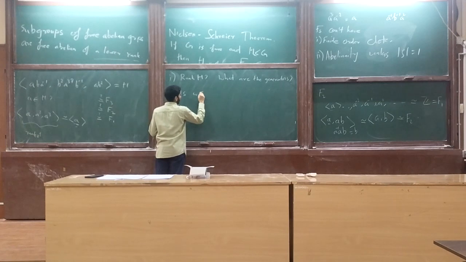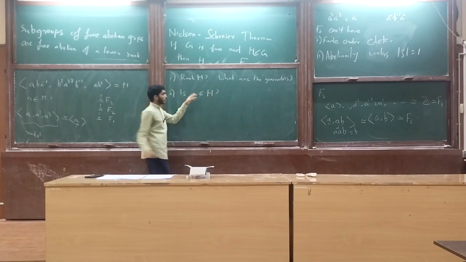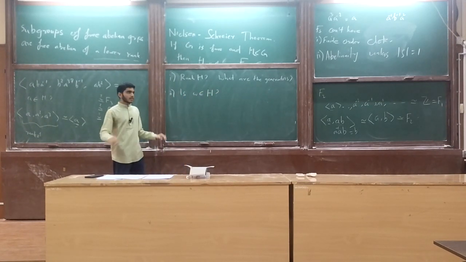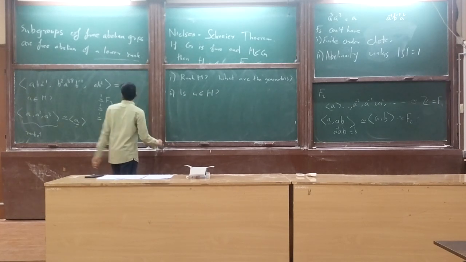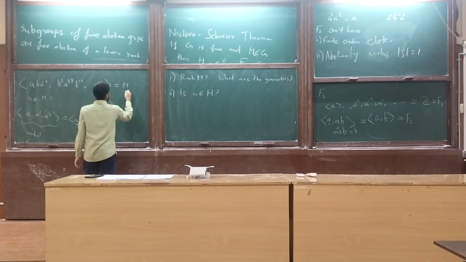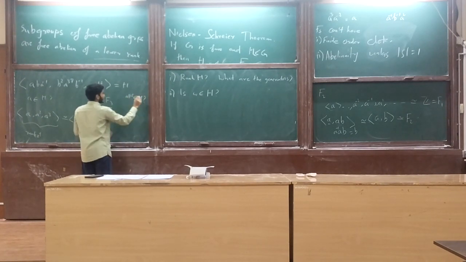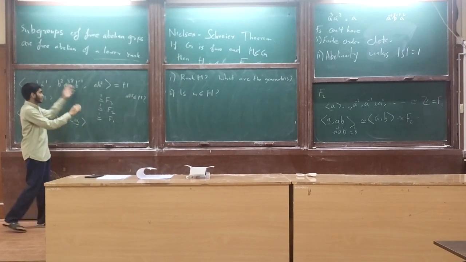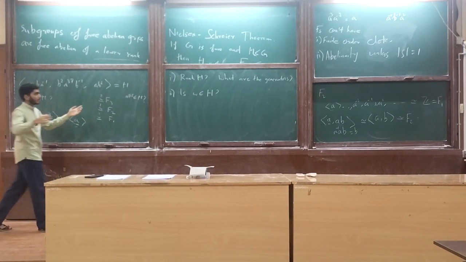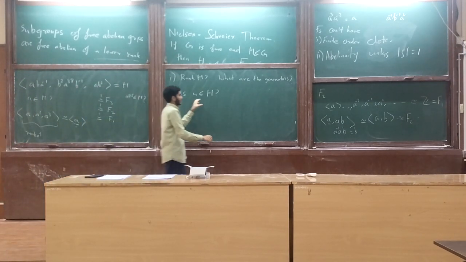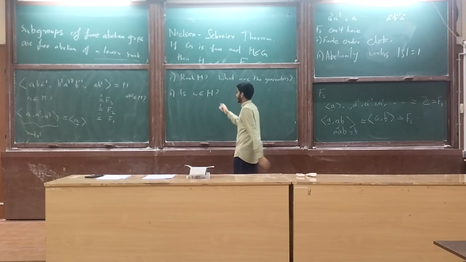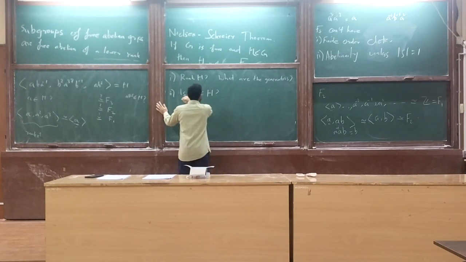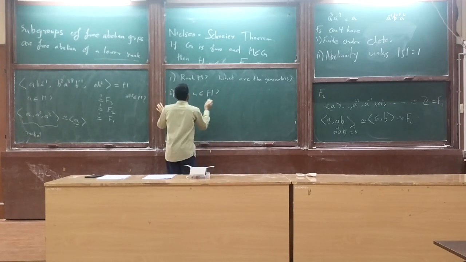Is W in H? Now what is W? W is some word. If you just write down some word of F2 in this group, for example, can I ask the question, is AB to the 45 inside H or not? This is my question. How will you find this? This is insanely difficult to do, but this method will give you a very nice way to do it, and this is my favorite. But let's see what this works out to be.